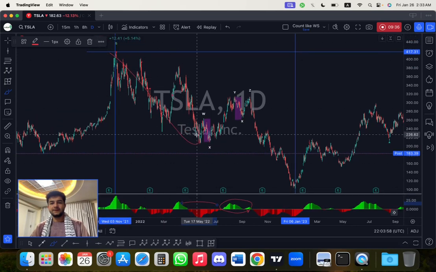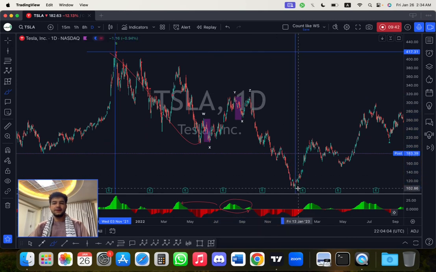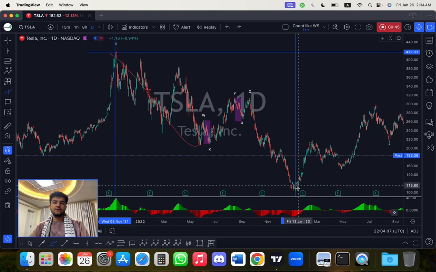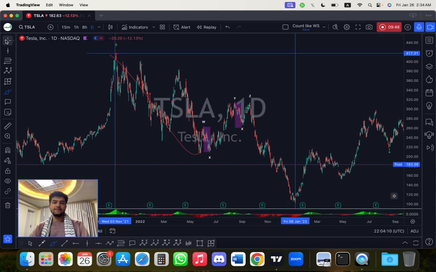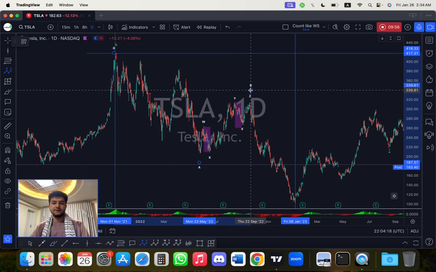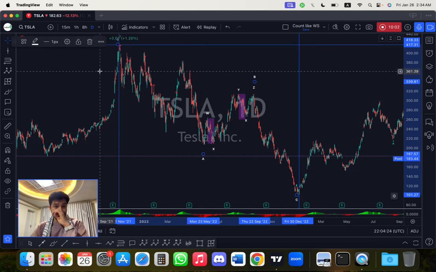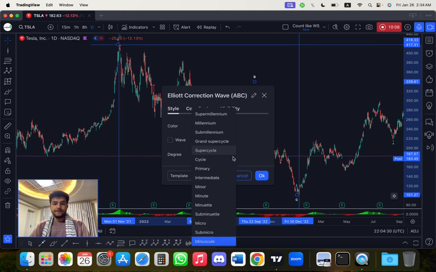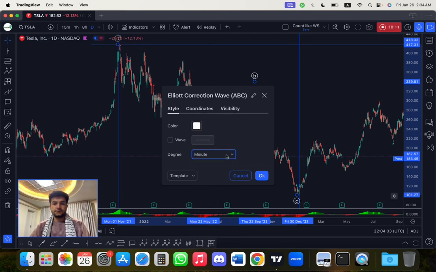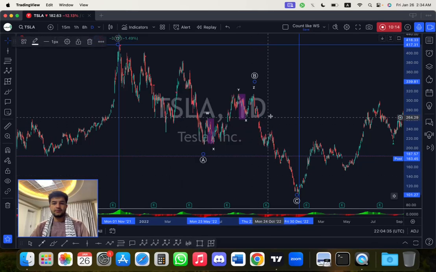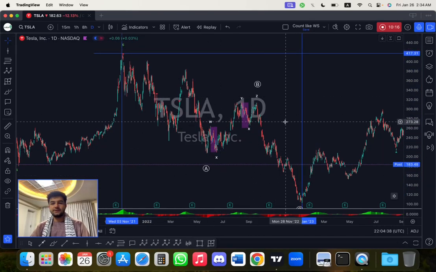So if this is the A, this is the B, and this is the C, then your wave A and C shall be equal in size. Let's say this is your A, this is your B, and this is your C. And let's make them bigger. Yes, much bigger. Then your A and C shall be equal in size.